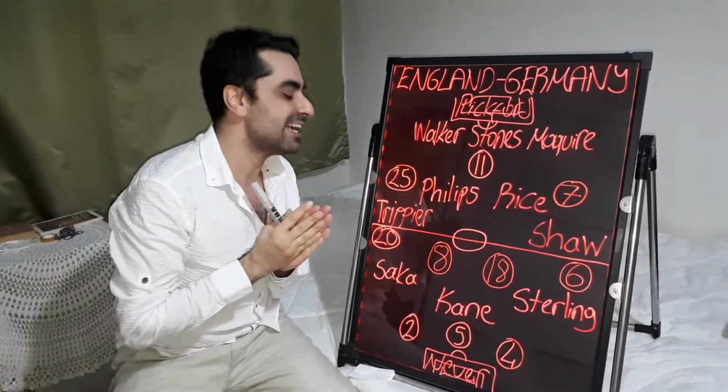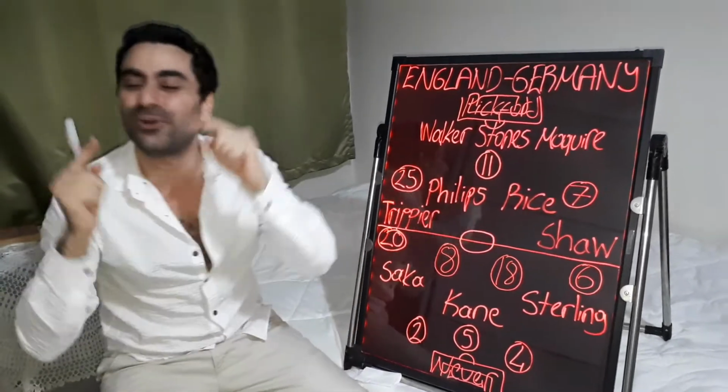England won 2-0 against Germany. Harry Kane and Sterling scored the goals for England.